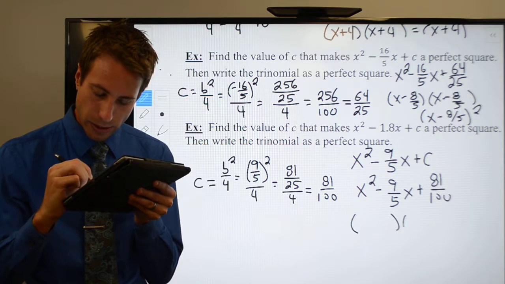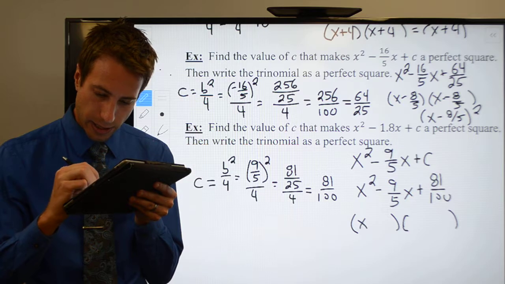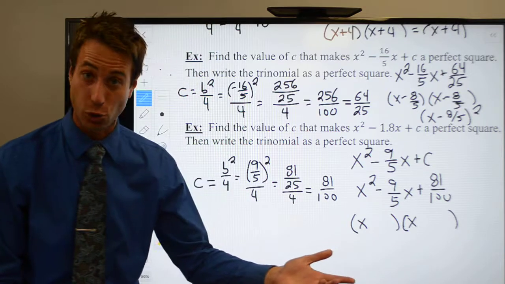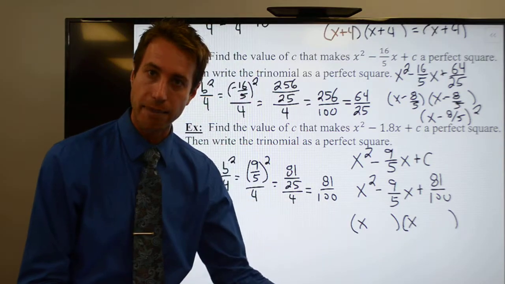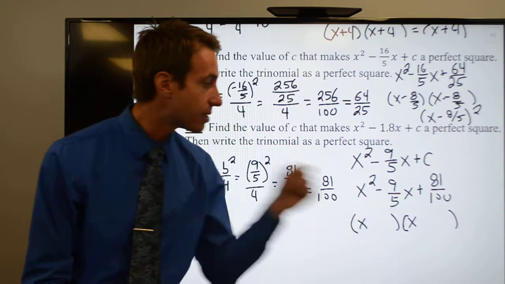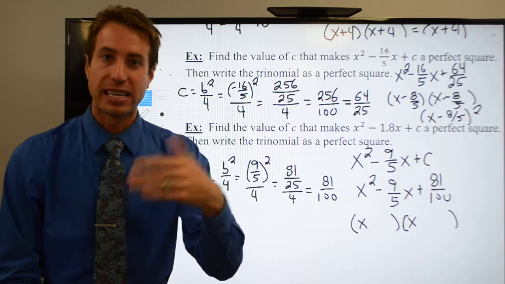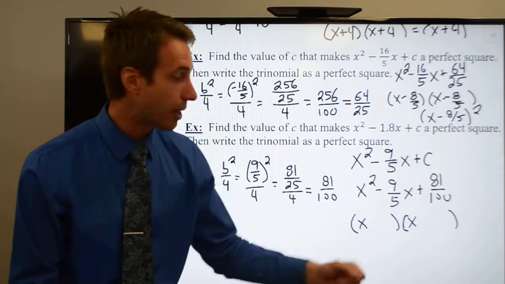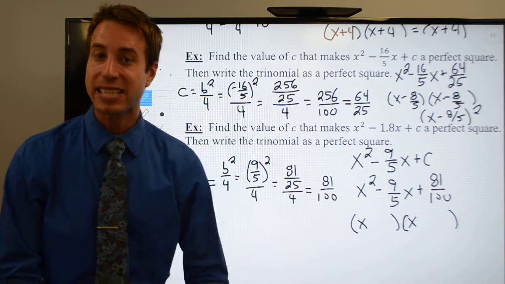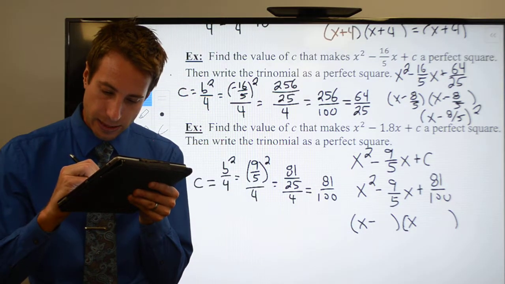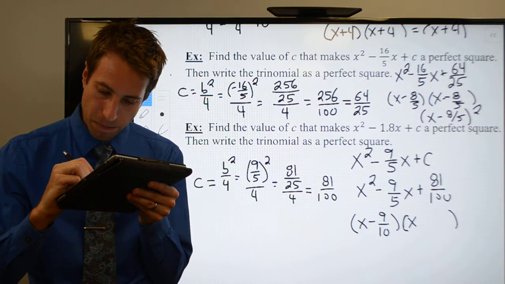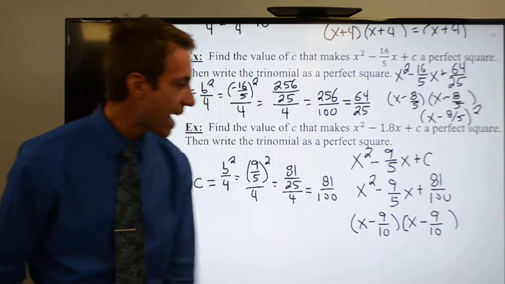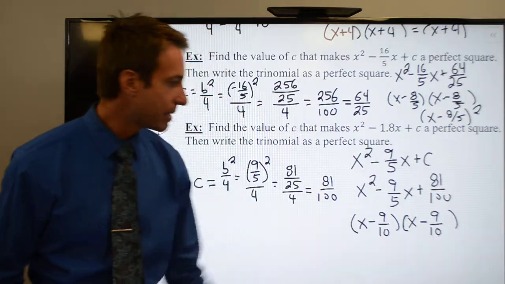I need two binomials, and you guys know how it works at this point. Because 81 over 100, both of those are perfect squares. These two numbers have to be the same. They got to multiply to 81 over 100 and sum to a negative 9/5. Again, it's really easy. 81 is a perfect square, so it's got to be a 9 on the top, and 100 is a perfect square. It's got to be a 10 on the bottom. So minus 9/10 minus 9/10. And again, I know you guys are looking at that and going, what the heck? How does that get me to 9/5?